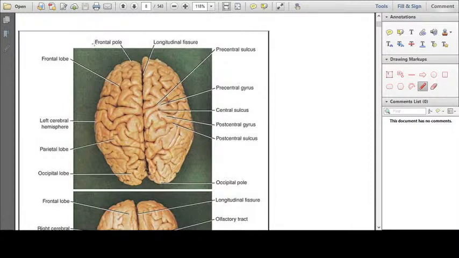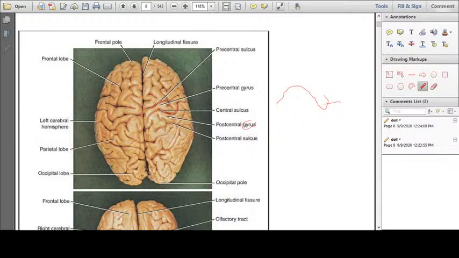So this is the frontal pole. This is the frontal part of the brain. This is the frontal lobe, and this is the central sulcus. The central sulcus is very important to note. This is the precentral sulcus, which is in front of the central sulcus, and this one is the postcentral gyrus. Generally, the gyri are the elevated parts of the nervous system, and the sulci, on the other hand, are the depressed parts.